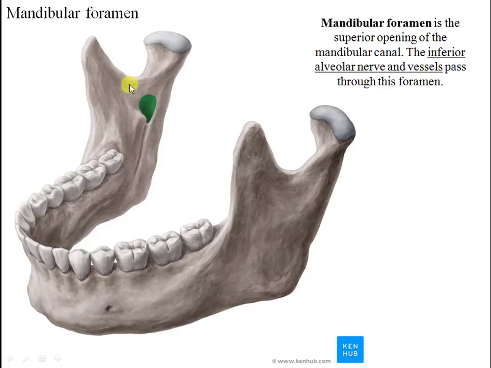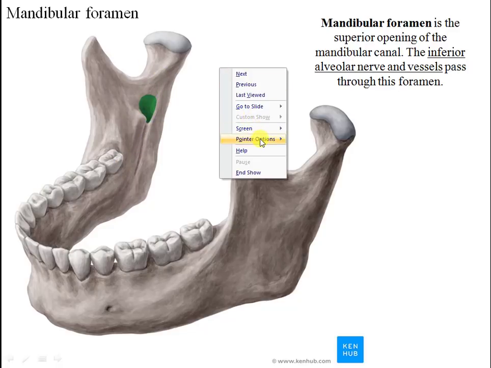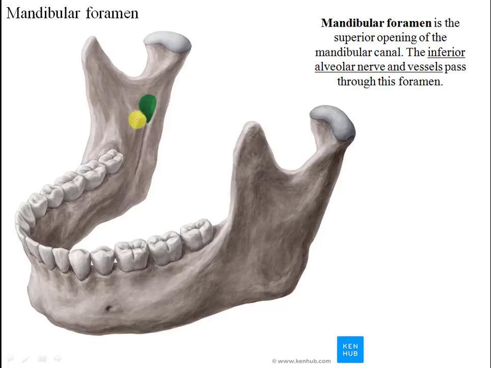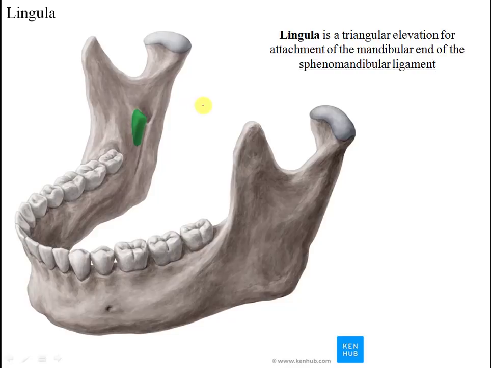Now on the medial surface of the ramus, we have this large foramen, the mandibular foramen. The mandibular foramen leads to a canal here inside the mandible. This canal we cannot view because it is inside the bone. Here we have a nerve, the inferior alveolar nerve. It passes here and sends small branches to supply the teeth. Anterior to the mandibular foramen, we have a triangular process called the lingula. So here is the lingula.